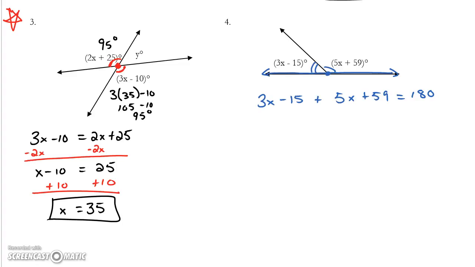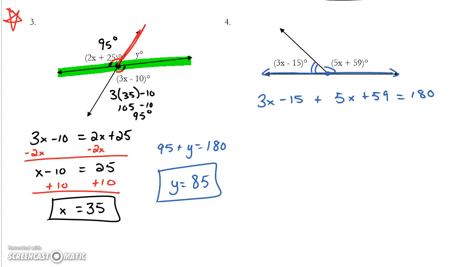Now I can go back and use the fact that that's a line, making these two angles a linear pair. Therefore, 95 plus y must equal 180 degrees. And if I subtract 95 from both sides, I find that y is equal to 85.